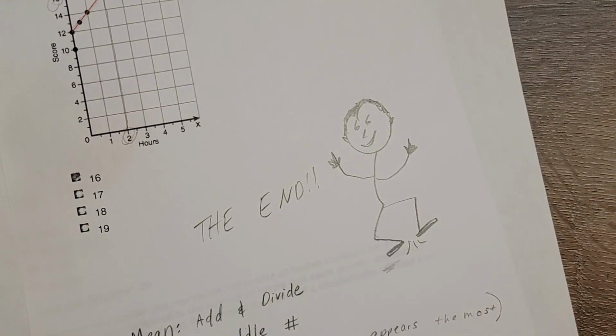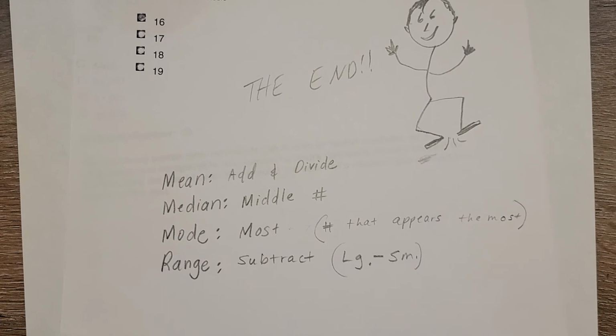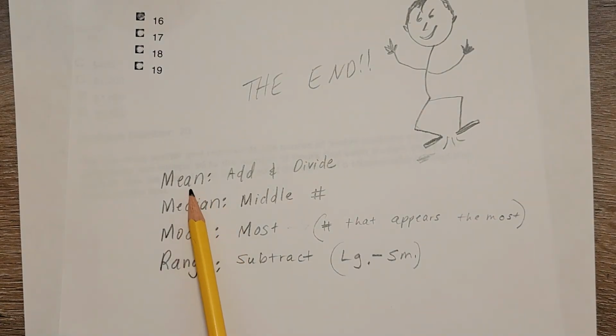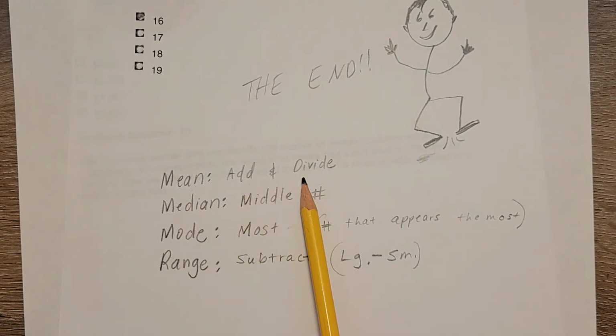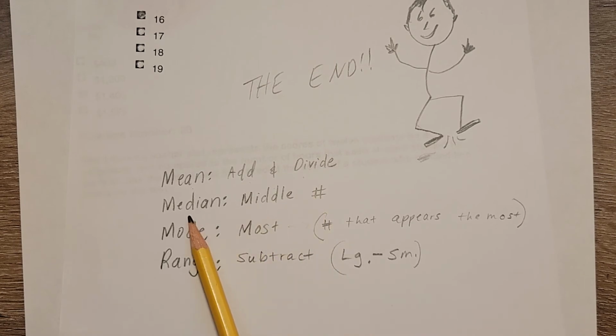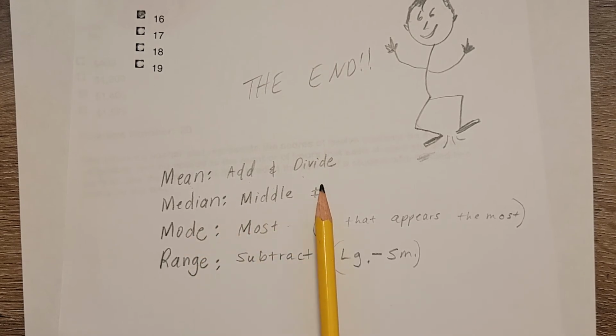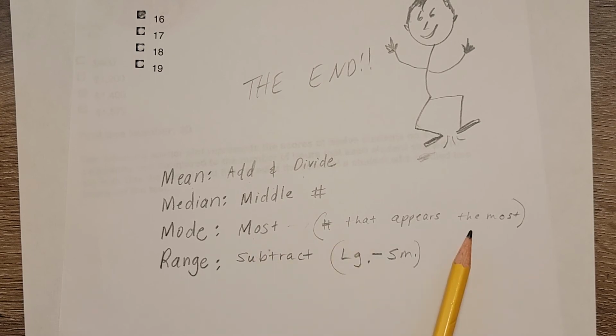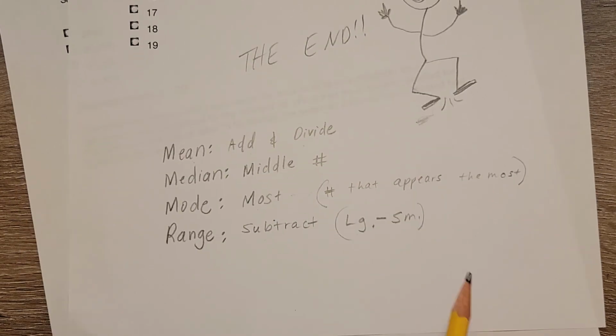Okay, that's the end. Here's some things you really need to remember for the test. How do you find the mean? Remember, you add all the numbers and divide by how many there are. The median is always the middle number, but put them in order from smallest to largest. Mode is the number that appears the most. Not the biggest number, but the number that appears the most. Like if there's 2, 2, 2, 3, 4, 5, 6, 2 would be your mode. And then range, remember you need to subtract your smallest number from your largest.